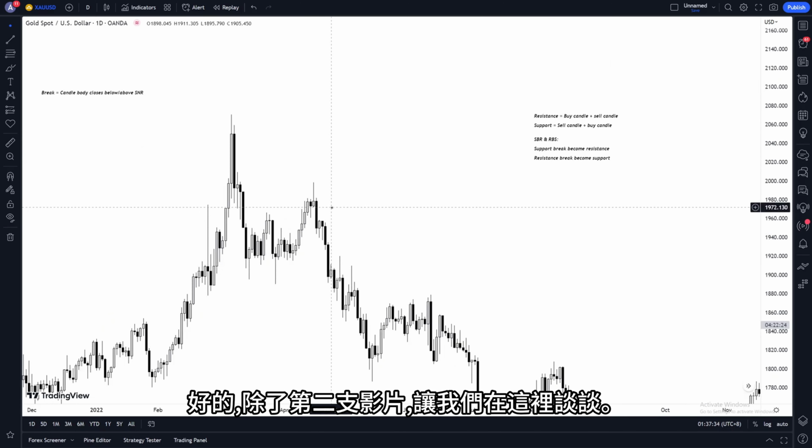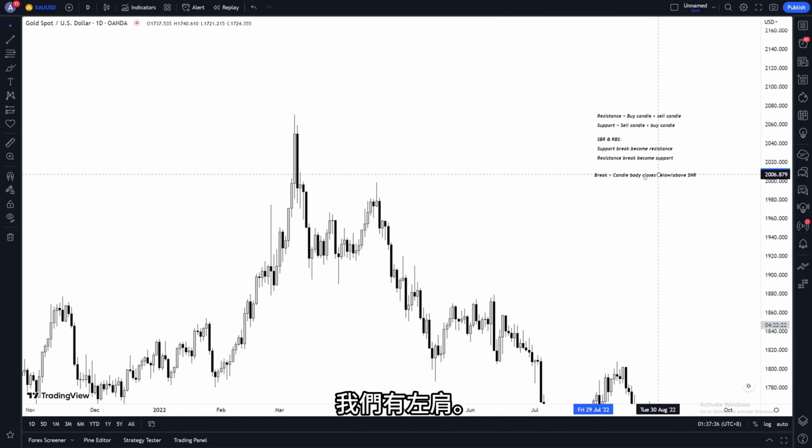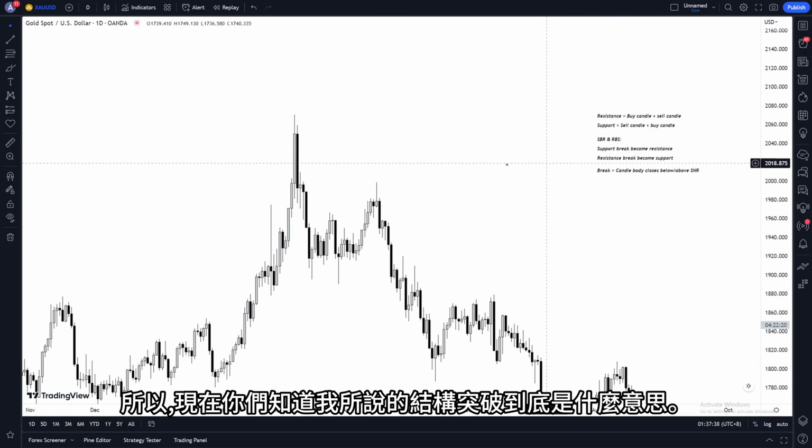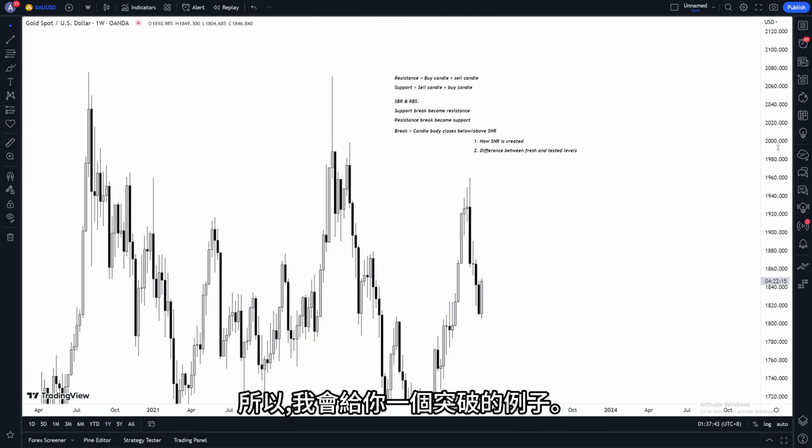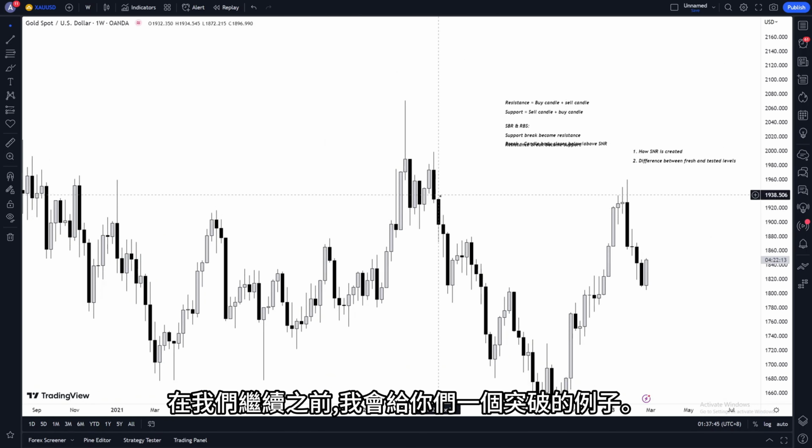Right in here, we have ourselves the left shoulder. So now you guys know what exactly I mean by a break of structure. What is a break? When price has broken something, right? Before we move on, I'll give you an example of a break. So this would be an example of a break.